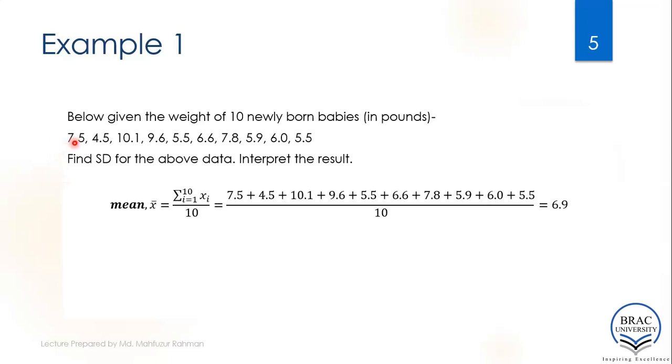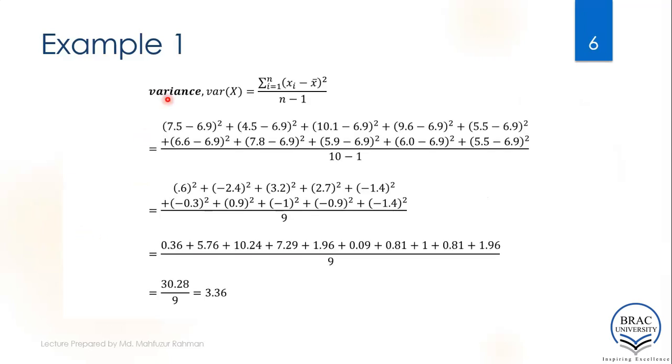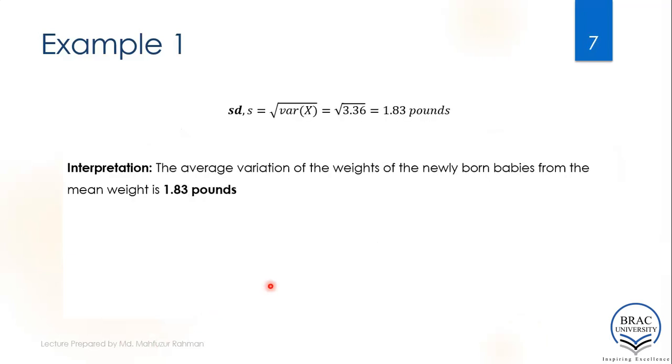Here we have borrowed the previous data set to find the standard deviation. It's the same process we went through already for the variance. First of all, we need to calculate the mean, and after that we calculate the variance. And as we know, this is in squared units, so we just take the square root. The positive square root of variance gives you the desired standard deviation, and this time we get a value of 1.83 pounds, which is a very small deviation from the mean value. So we can interpret that the average variation of the weights of newborn babies from the mean weight is 1.83 pounds.